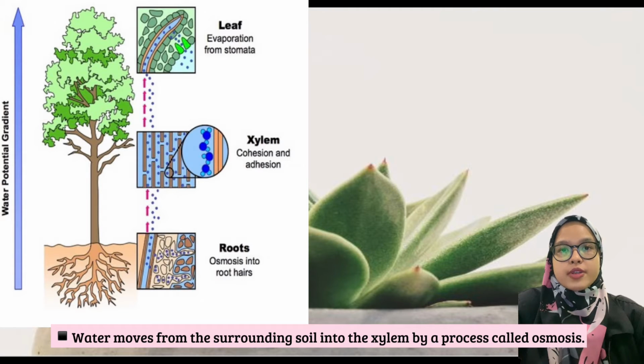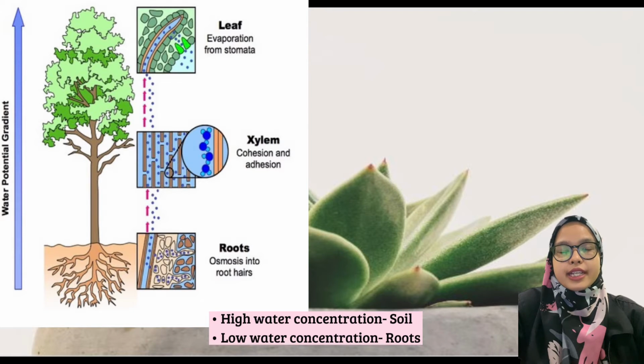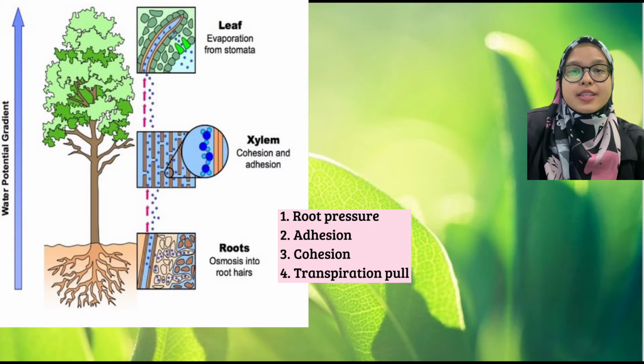Water moves from the surrounding soil into the xylem by a process called osmosis. Water molecules can only move from areas of high water concentration to areas of low water concentration. High water concentration is in the soil and low water concentration is in the roots. When water is inside the plant, there are four main mechanisms responsible for transporting it from the xylem in the roots towards the leaf. The first mechanism is root pressure. The next ones are adhesion, cohesion, and transpiration pull.